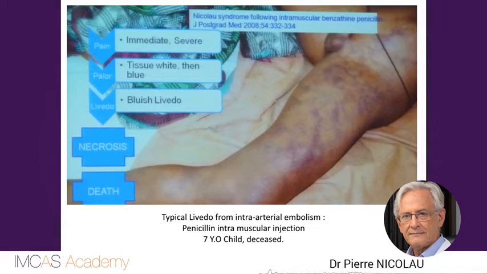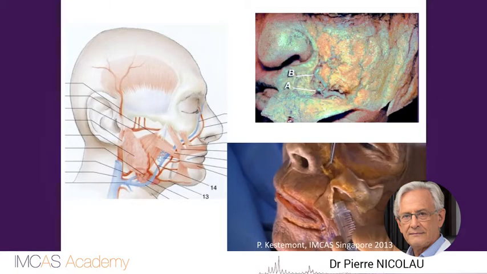This is a really terrible case of a 7-year-old boy that was injected with some penicillin in the femoral artery. And you see the typical livedo following these injections and the blockade of the vascular bed, which unfortunately in this case led to death.